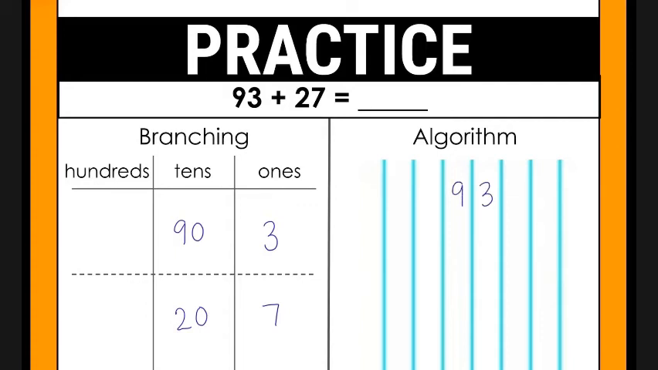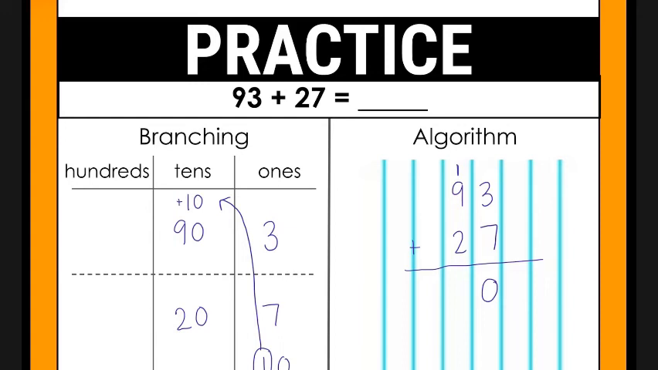Now, setting it up for the algorithm, 93 plus 27, I want to write it vertically. So I'm going to write 93 plus 27. Okay, let's go back to branching and start in my ones. 3 plus 7. Ooh, that's a friend of 10. I know that 3 plus 7 is 10. Can I have 10 ones? Nope. So I'm going to take my 10 and move it into my tens. All right, let's look at the algorithm. 3 plus 7 is 10. I keep my ones in the ones. And where do I put my 10? In the tens.